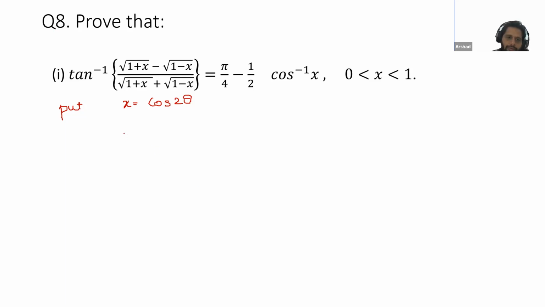Normally, if we have this expression a plus x, then what we put in place of x? A cos 2 theta. But if we check this question, in place of a, we have a 1. So in place of a, we will put 1. So x is equal to cos 2 theta you need to put. Everyone please put this value in this question and let me know once it is completed.